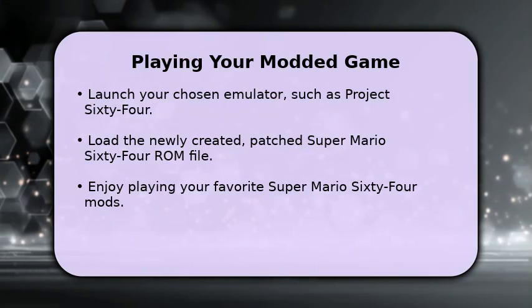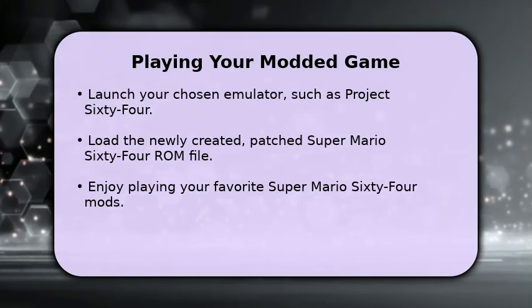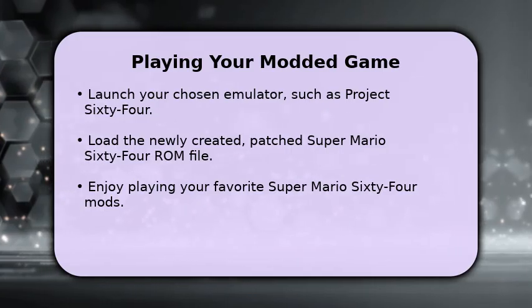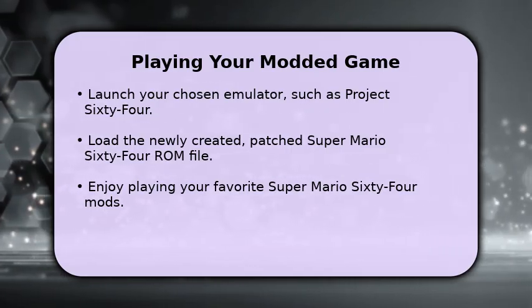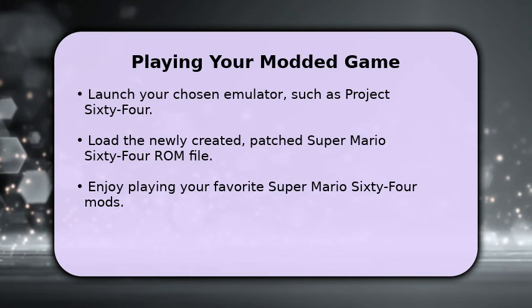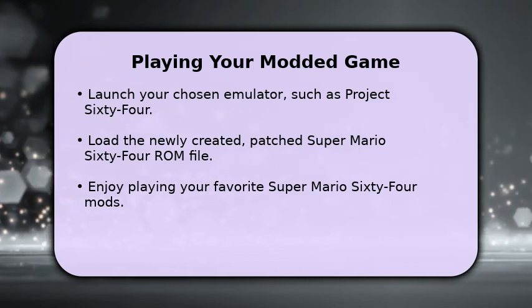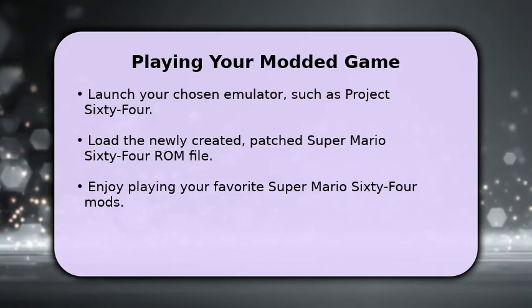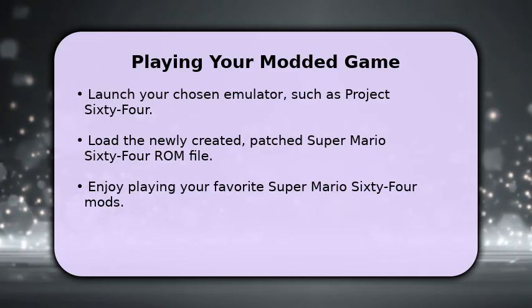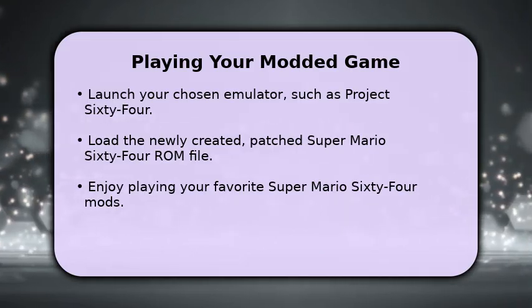With your modded ROM ready, open your emulator. Navigate to the option to load a ROM and select your newly patched Super Mario 64 game file. The emulator should now launch the game with the modifications applied. You are now ready to explore new levels, characters, and gameplay experiences that the modding community has created. Have fun with your enhanced Super Mario 64 adventure.